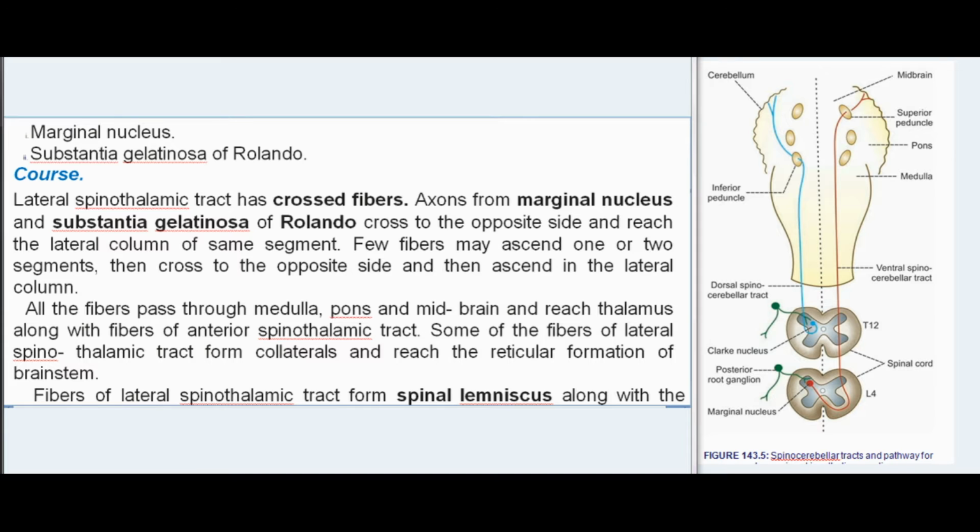Course. The lateral spinothalamic tract has crossed fibers. Axons from the marginal nucleus and substantia gelatinosa of Rolando cross to the opposite side and reach the lateral column of the same segment. A few fibers may ascend 1 or 2 segments, then cross to the opposite side and then ascend in the lateral column. All the fibers pass through the medulla, pons, and midbrain and reach the thalamus along with fibers of the anterior spinothalamic tract. Some of the fibers of the lateral spinothalamic tract form collaterals and reach the reticular formation of the brain stem.